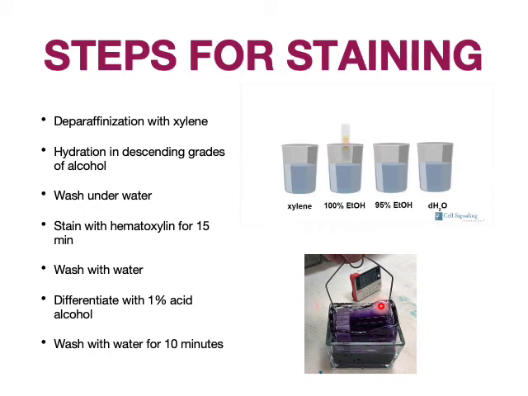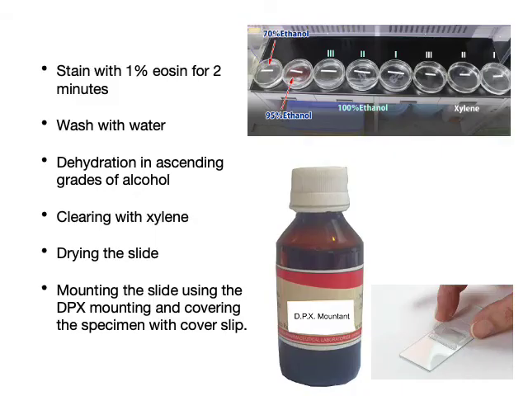Then differentiate this with 1% acid alcohol. Again put it under the running tap water for 10 minutes, like putting this in the case. So wash again with the water for 10 minutes. Then, how much time do you have to put it in the acid alcohol? You have to dip it and remove. That's all.